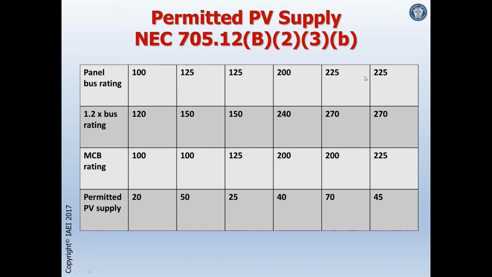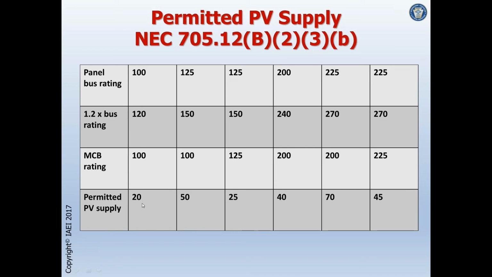If you look over to 225 amp rated bus bars, you're allowed 270 amps from all sources. So if I have a main circuit breaker of 200, I'm allowed 70. But if I have a 225 with a 225 amp main, I'm allowed 45. So these are some very common ratings. Again, it can help you to build a chart. So if someone's using the 120% rule, these are the numbers you have to work with.